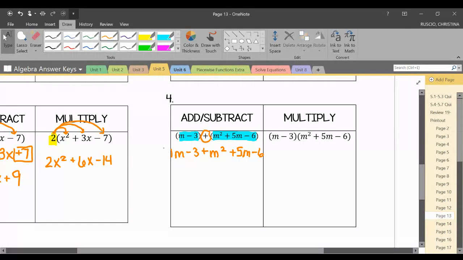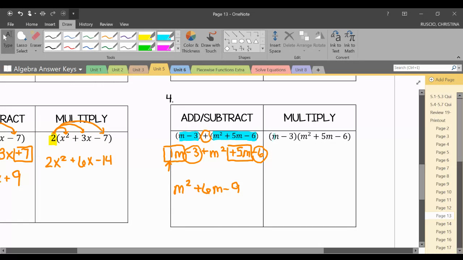But now I want to group together my like terms. So I have a 1m here and a 5m there. And then I also have a couple constants that could be grouped together. So if I write it in standard form, highest power to lowest power, I get m squared. 5m plus 1m is 6m. Be careful of that sneaky 1 in front. And then a negative 6 and a negative 3 means I owe $3, I owe $6, I owe $9 total.